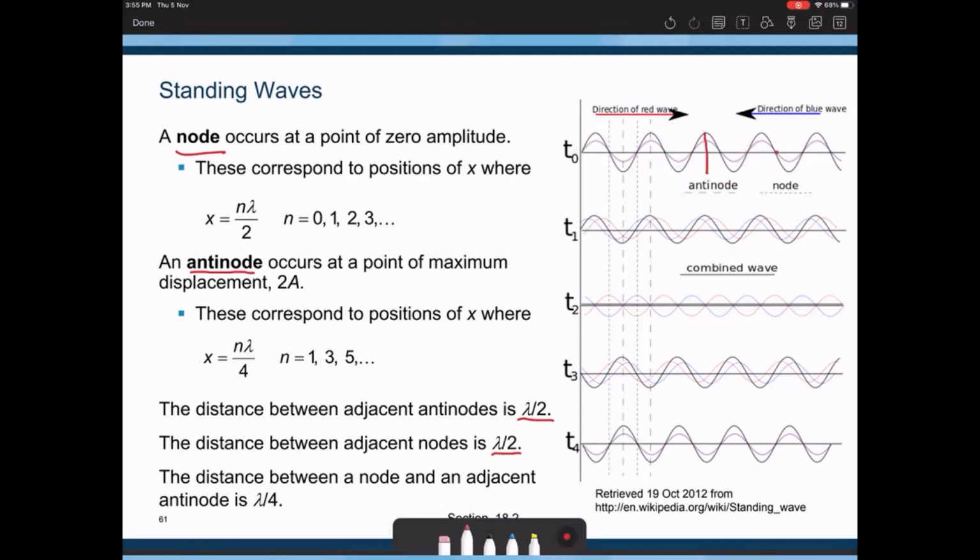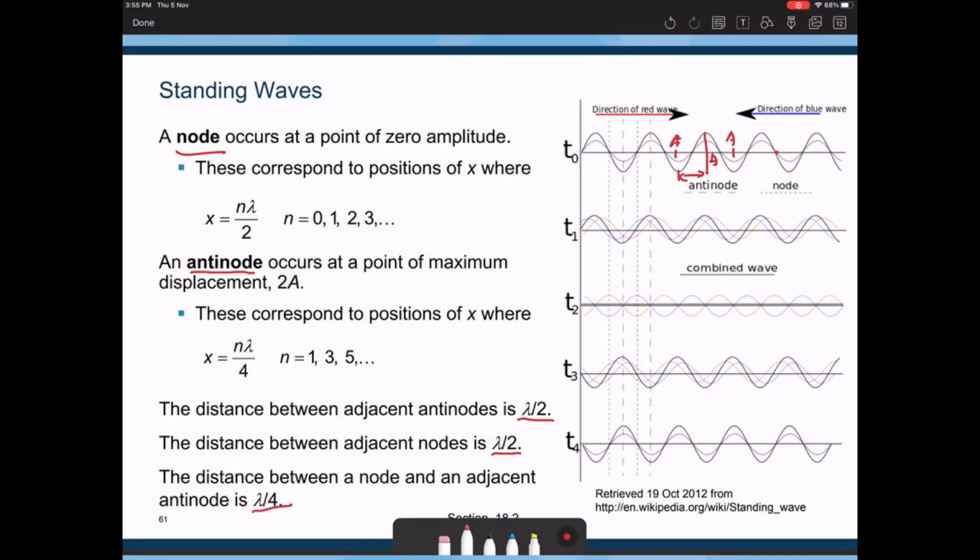These are the locations of the antinodes, A, A, where you expect the maximum possible displacement. The distance between adjacent antinodes is lambda over 2. And the distance between adjacent nodes is also lambda over 2. And the distance between one node and the adjacent antinode would be lambda over 4.